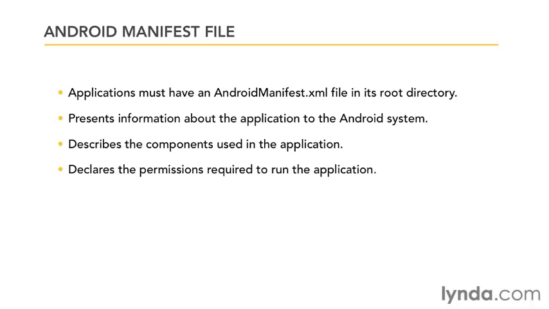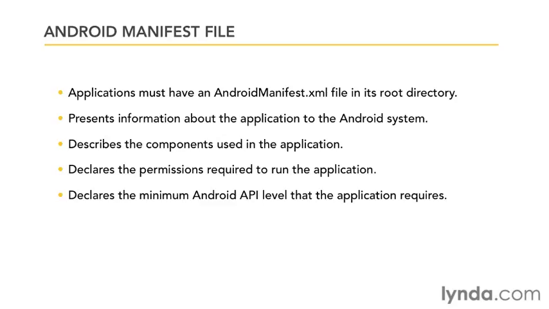The other thing that it does, it declares the minimum Android API level that the application requires. So let's say in our application, we're using some new Gingerbread feature. So if we set the minimum API level to 10, which is Gingerbread, only people with Gingerbread enabled phones are going to be able to see your application in the Android market.